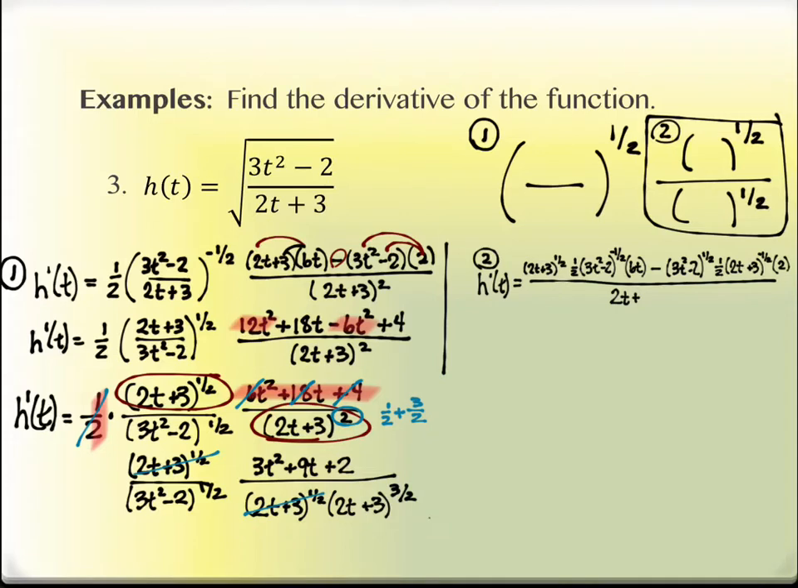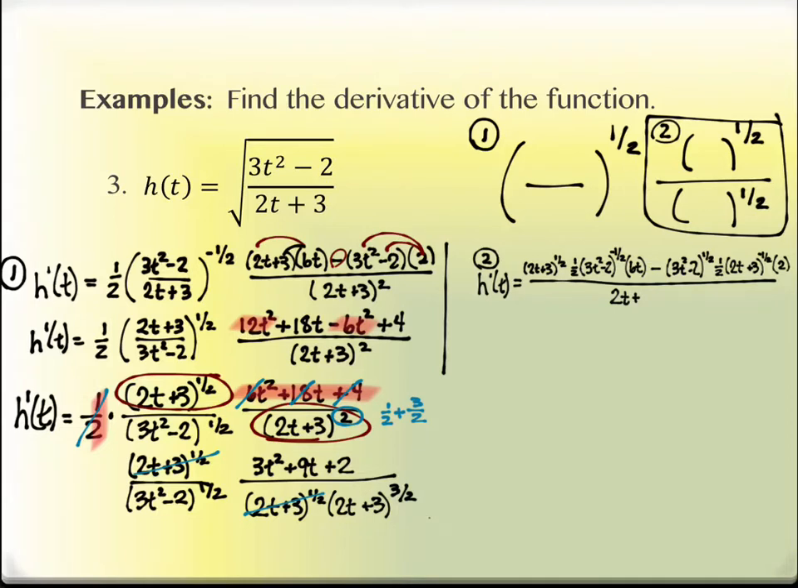The other pieces don't have a good way to combine. I've got this piece still in the denominator, the 3t squared minus 2 to the 1/2. I've still got a 2t plus 3 to the 3 halves. The numerator will not factor in a way that's going to combine with any of these. You're welcome to try and factor them if you wish. Sometimes they will, but it's kind of uncommon when they do.